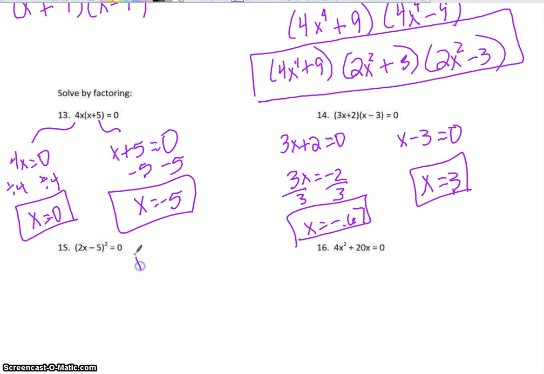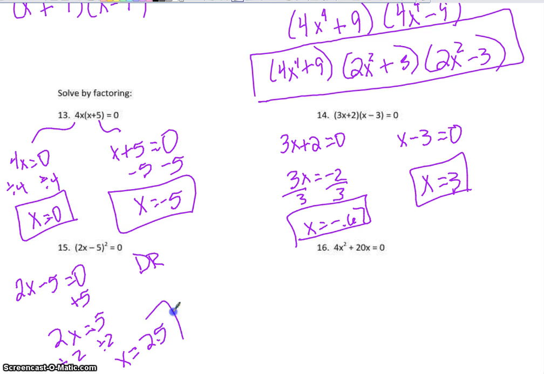When it's squared, it means we have a double root. You will still have two answers. They're the same. You only have to do it once. 2x minus 5 is equal to 0. Add your 5. 2x is equal to 5. Divide by 2. x is equal to 2.5.